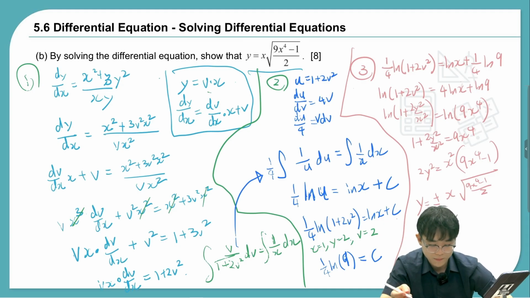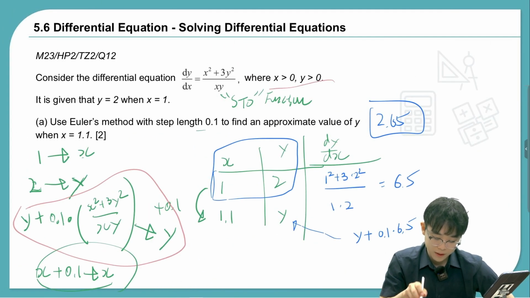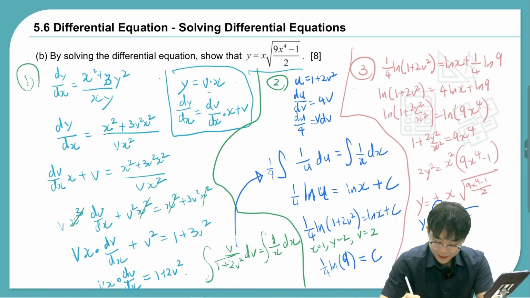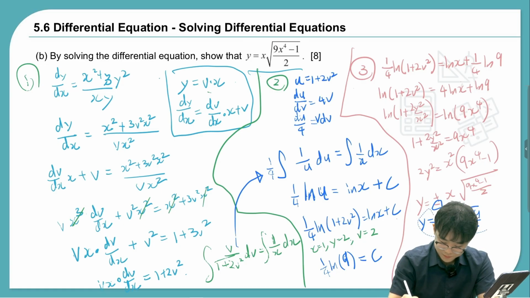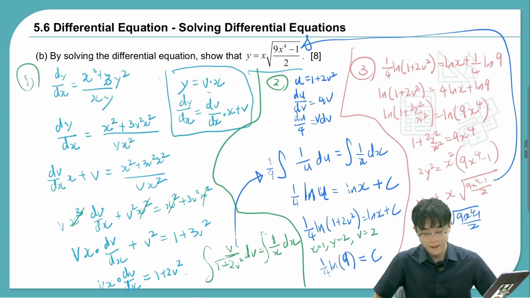Because there's also the negative part. But we know that x and y must both be greater than 0. So we exclude the case where there's a negative. So it should be y is x root 9x to the power 4 minus 1 all over 2. So for those of you who can't see, it's pretty much the same thing, right? So we get the same solution as required by our answer. Okay, so we want to show that this is the case. So our end result is indeed this one, because we don't look for negative values of y.